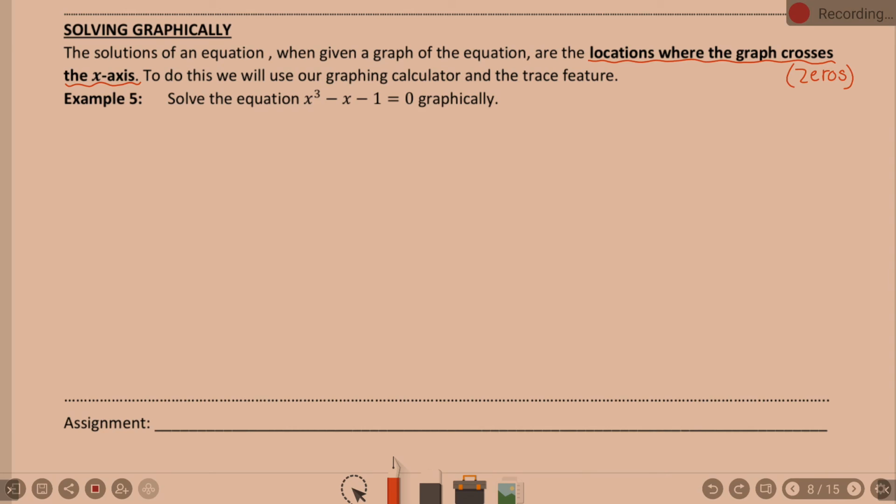Now, it doesn't give it to me yet. This is not my answer. This is just where my cursor last was. But it's asking me some questions, and it's going to prompt me. So right there at the bottom of the screen, it's saying left bound. So you need to take your cursor and arrow so it is to the left somewhere of where it crosses the x-axis. Am I to the left of where it crosses the x-axis? Yeah, I am somewhere at x values before it crosses the x-axis.